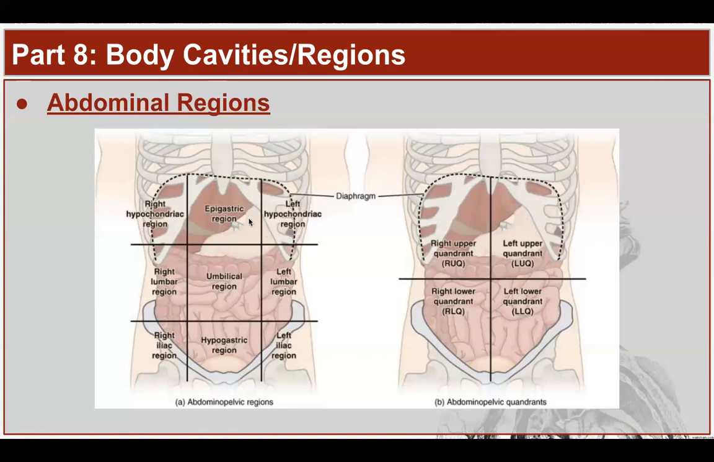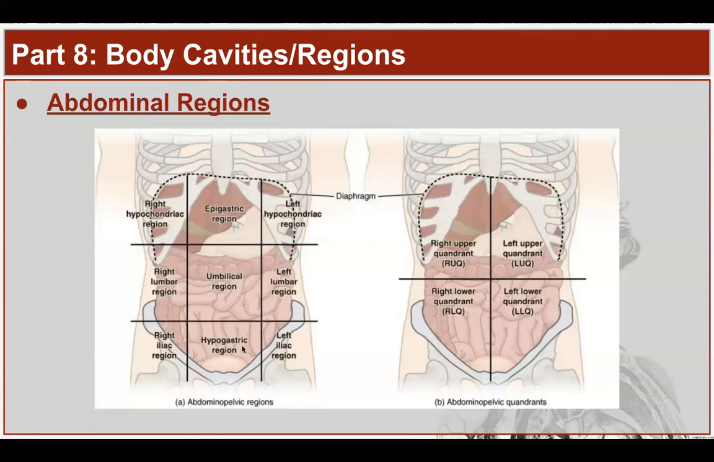And then over here, we've got the left hypochondriac, right hypochondriac, which just means below connective tissue. The epigastric region is going to be largely where you find the stomach. Then as we move down, we have the left lumbar, right lumbar, so your lower back is located here. So left lumbar, right lumbar, umbilical region, which is where you find your belly button.